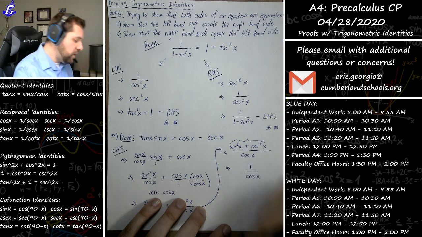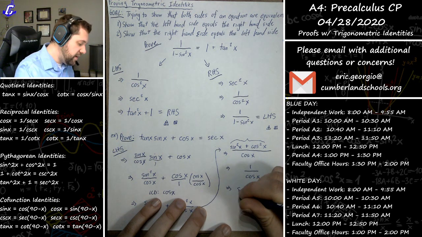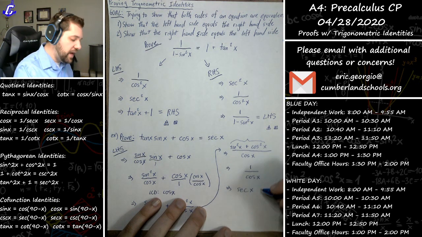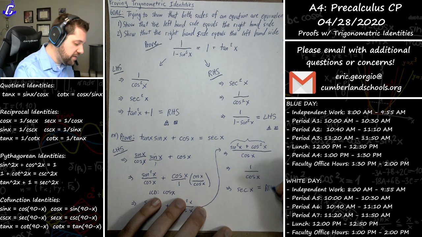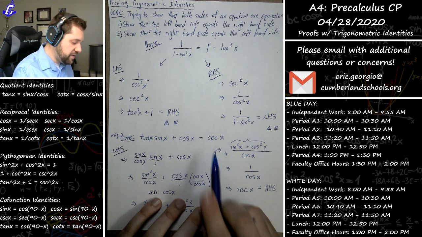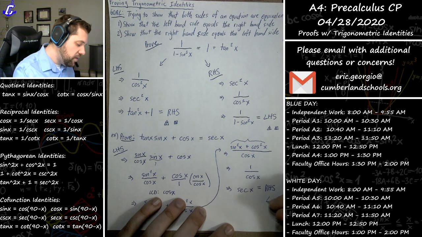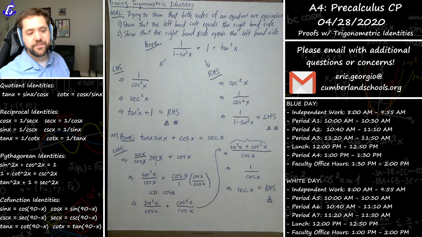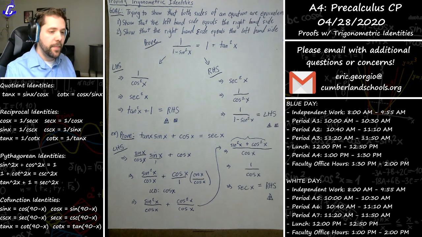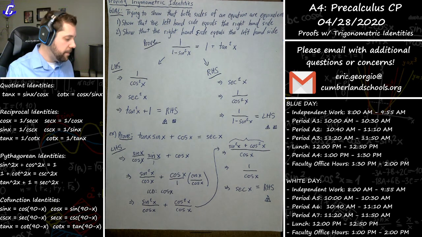And we can rewrite 1 over cosine of x using the reciprocal identity as the secant of x. And we've now shown that that's the same as the right-hand side of the equation. Secant of x is the same as secant, obviously. So we're done. Okay? We've successfully proven that.